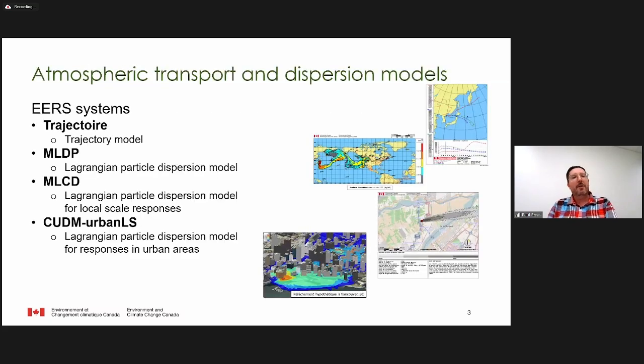So the EERS uses a variety of Lagrangian trajectory and particle dispersion systems to respond to events at various temporal and spatial scales, be they regional, continental, or global. These include a Lagrangian trajectory system, as well as particle dispersion systems, which can be used from local to global scales, and even incorporate urban geography, such as buildings. Our MLDP system is used for the automated system I'll be covering today.